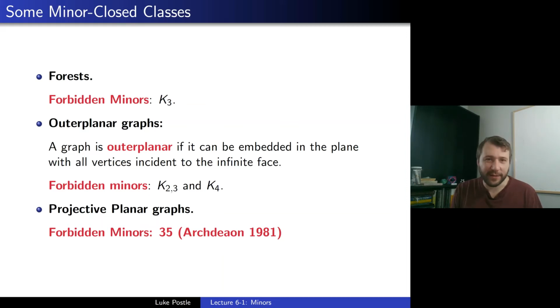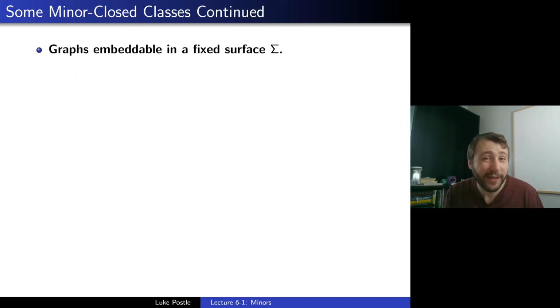What other classes do you know about? Well, I just hinted at one. There are the graphs embeddable in a fixed surface, sigma. So all surfaces, embedding on the torus, the double torus, those will all be minor closed, and so they would have lists of forbidden minors. What are they? Well, for anything beyond the projective plane, we don't actually know the full list.